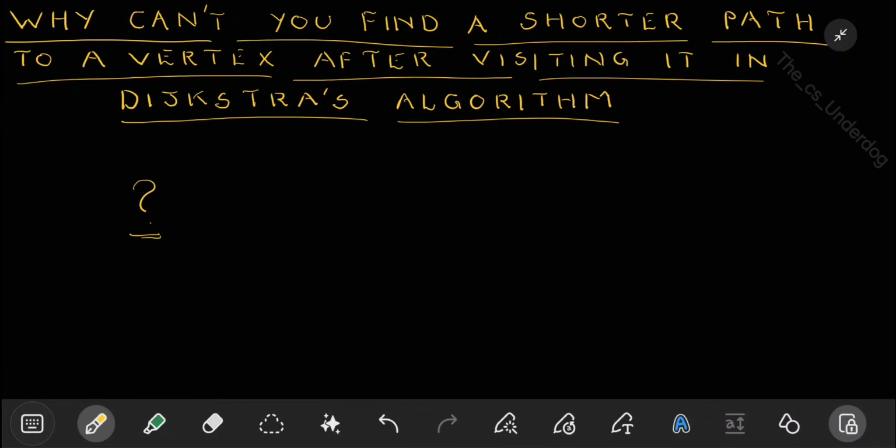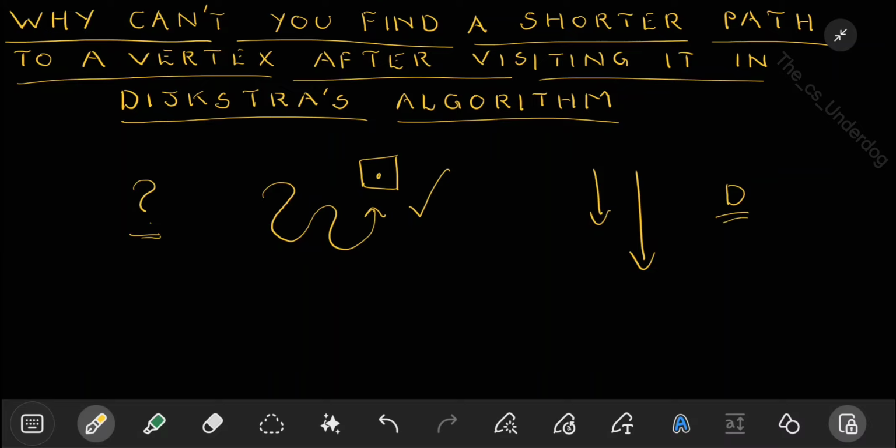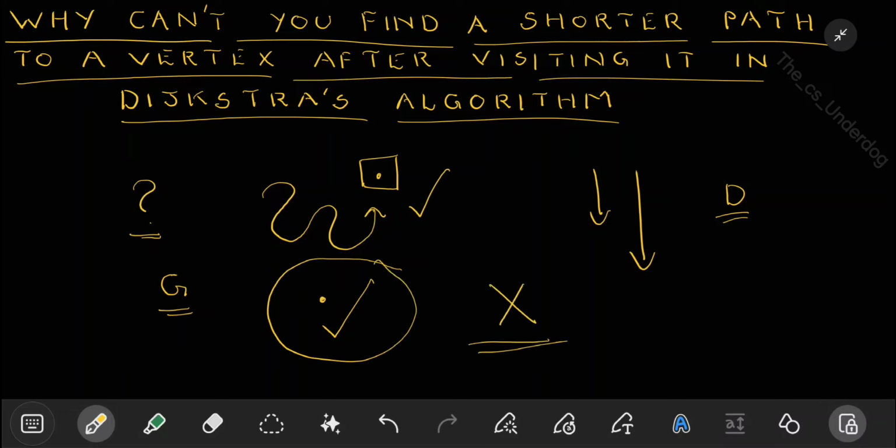Why can't you find a shorter path to a vertex after visiting that vertex in Dijkstra's algorithm? In the last few lectures, when we were diving deeper and deeper into Dijkstra's algorithm, we kept focusing on one point: Dijkstra's algorithm is a greedy algorithm, and once a vertex is marked as visited and its shortest distance is finalized, the shortest distance to this vertex should never change in future. This is what we kept focusing on in Dijkstra's algorithm.